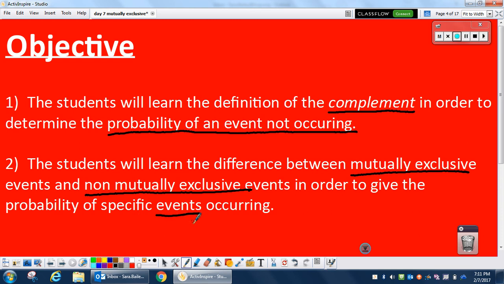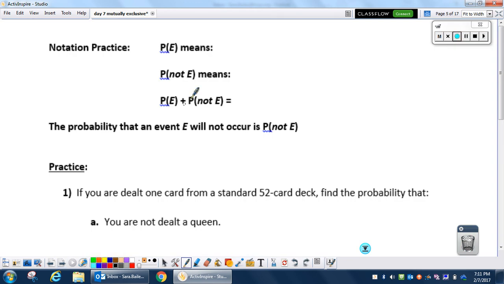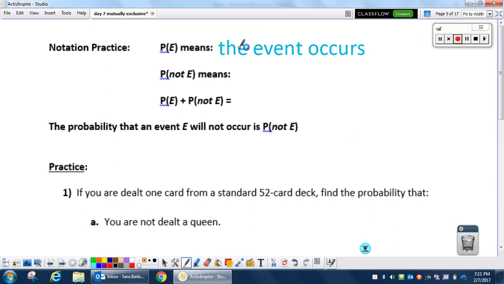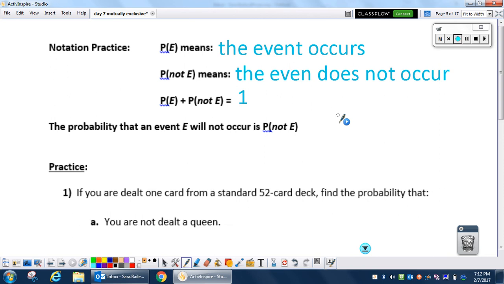So in this case, for today and next class, we're going to be talking about the probability of multiple events occurring. So your first objective is on the complement. So we want to briefly go through some notation. So P of E means the probability that the event occurs. So P of E, the event's occurring. P not E means the event does not occur, obviously. And so you can either occur or not occur, but those probabilities should always add up to 1.